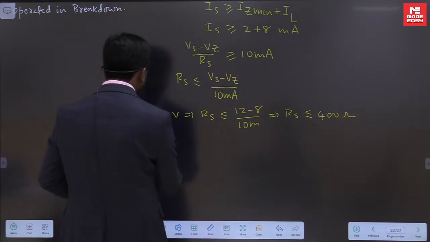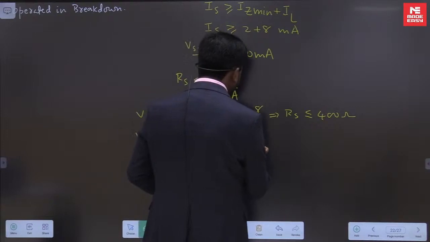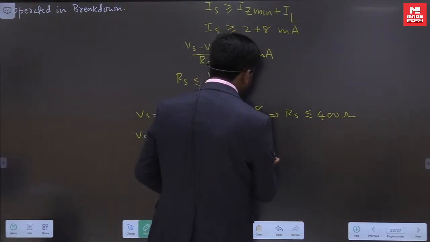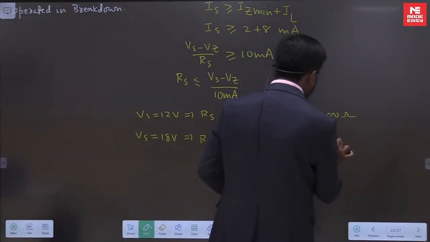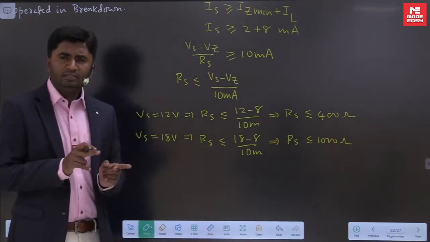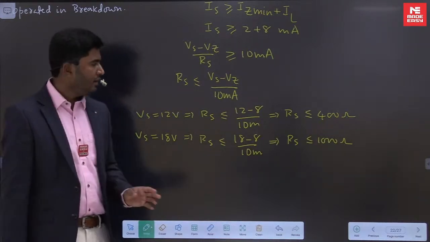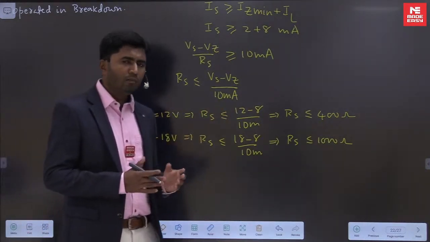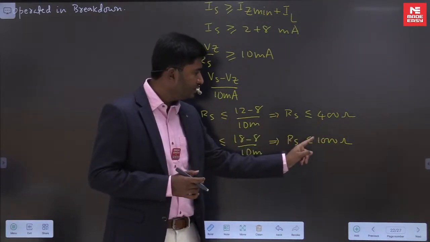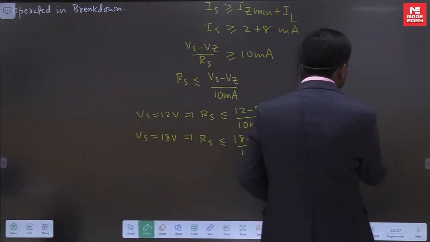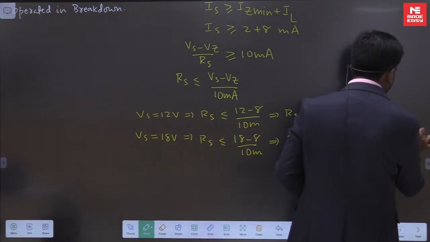And if you consider Vs 18 volt, then I will get Rs less than or equal to 18 minus 8 divided by 10 milli. I will be getting Rs less than or equal to 1000 ohm. Here supply is changing from 12 to 18. So by considering Vs as 12, Vs as 18, I have calculated Rs. Now use mathematics. Rs less than 400 ohm and Rs less than 1000 ohm. So what should be the correct Rs? From here I will get Rs should be less than or equal to 400 ohm.